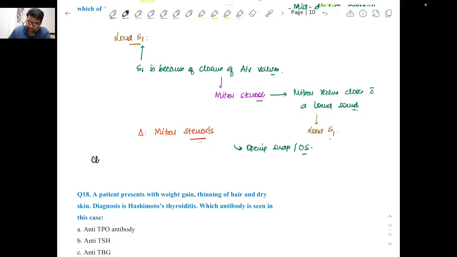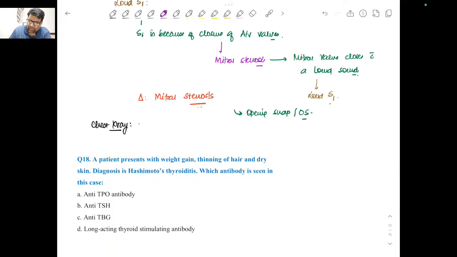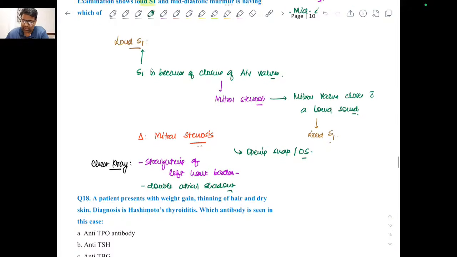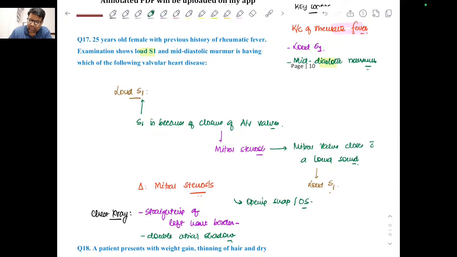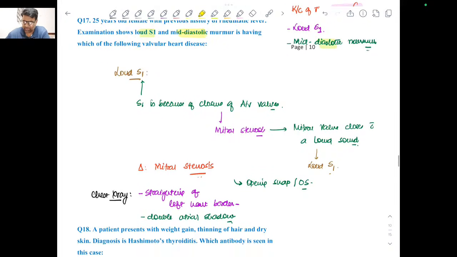Then chest X-ray findings are very importantly asked in the exam. There is straightening of the left heart border, then there is double atrial shadow. So these are a few terms which you should know in relation to chest X-ray, and these are frequently asked in examinations. So just two important key points: loud S1, mid diastolic murmur. The answer has to be mitral stenosis.